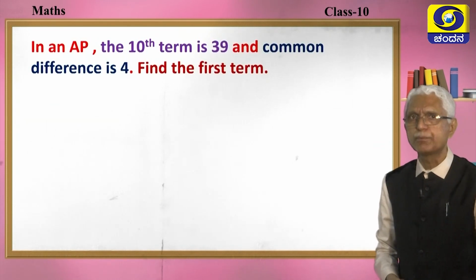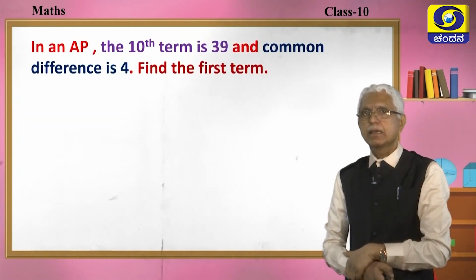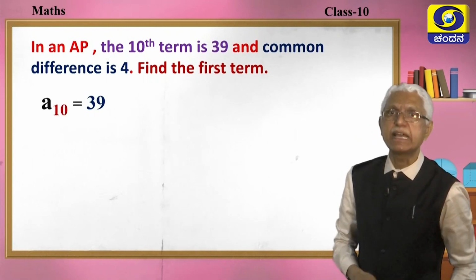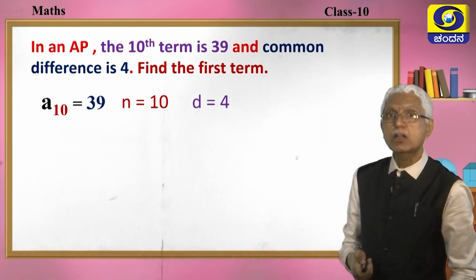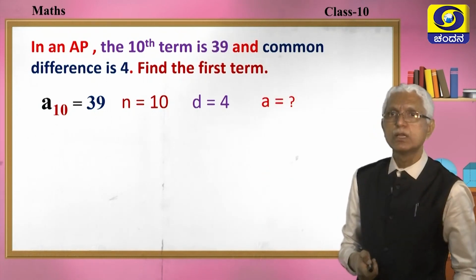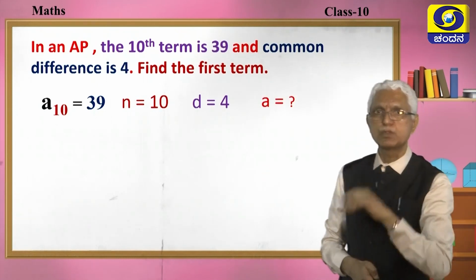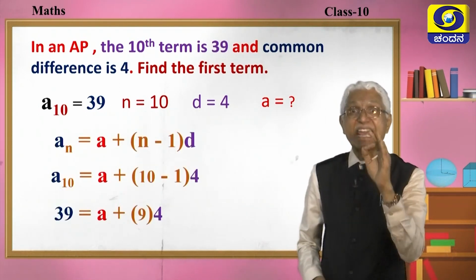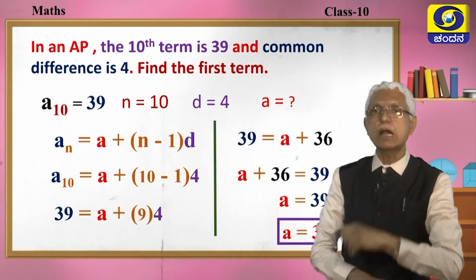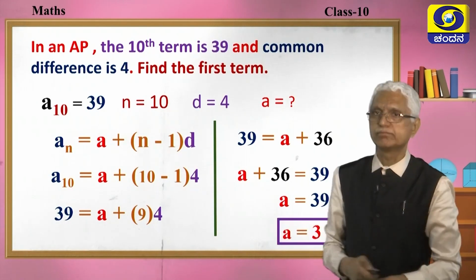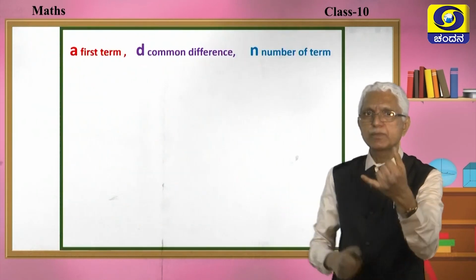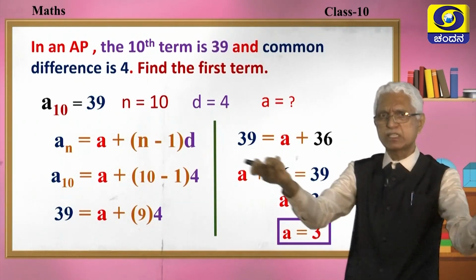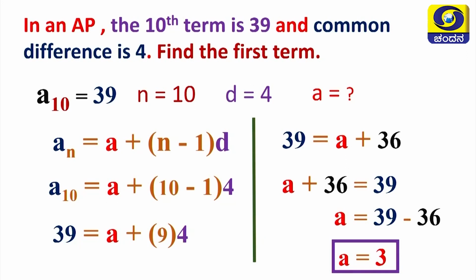Shall we take one more example? In an AP, the 10th term is 39. See the beauty of it. 10th term is 39 and the common difference is 4. Find the first term. Please observe. 10th term is 39, a10. And they have given you the common difference to be 4. Beautiful. You have to find out the first term. How will I find out the first term? Use the same formula. an is equal to a plus (n minus 1) into d. A is equal to 3. Thus, you got the first term.